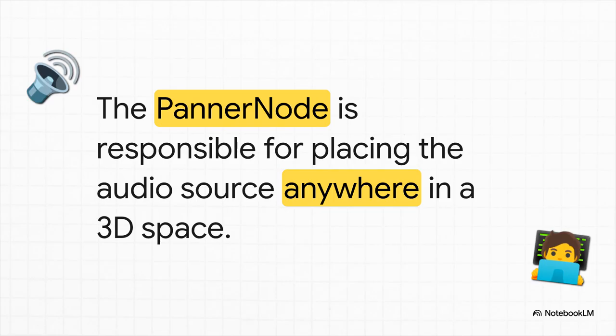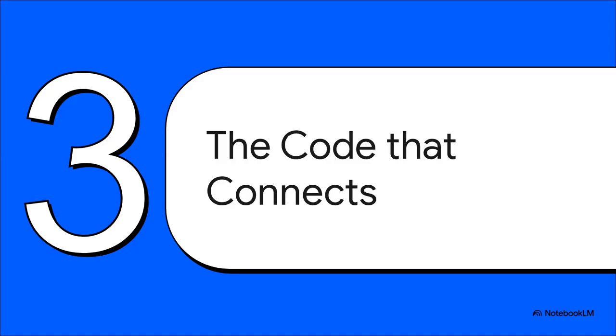Its only job is to take a sound you give it and place it at a very specific X, Y, and Z coordinate relative to you, the listener. It does all the calculations to make the audio feel like it's actually coming from that exact spot. So we've got a moving box and we've got a 3D sound engine. Now for the most important part, the code that actually builds the bridge between them and syncs them up perfectly.